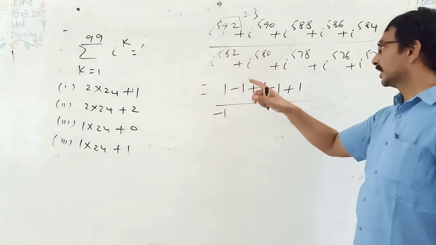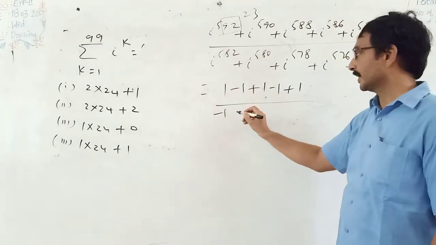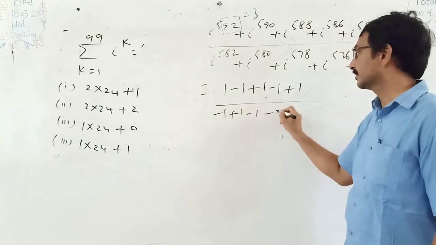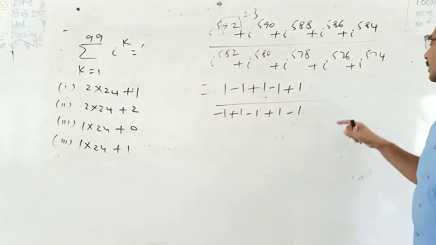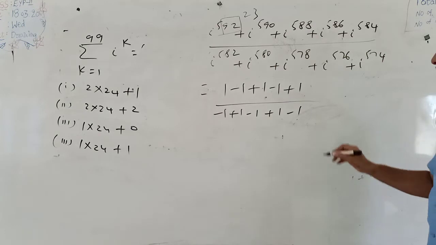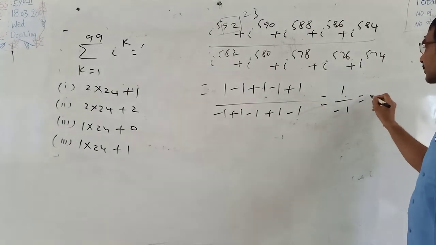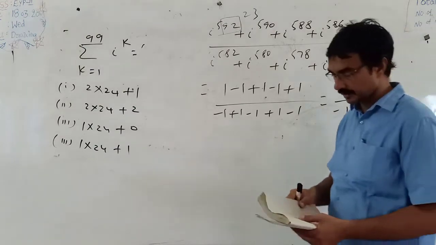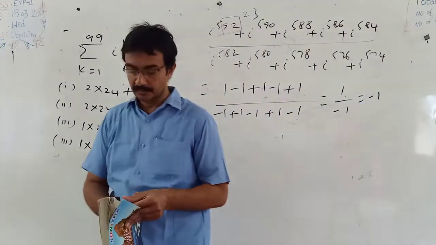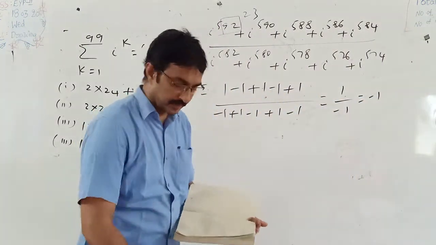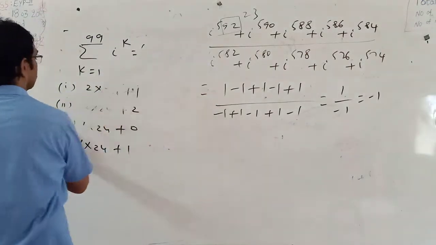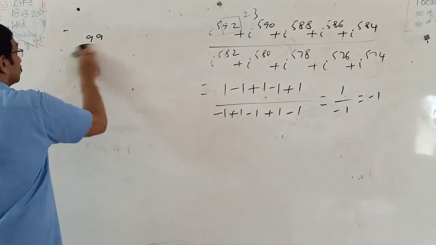So, you understand? See, the difference is alternating plus or minus: plus 1, minus 1, plus 1, minus 1. The remainder is 2. Therefore, numerator value plus 1, denominator value minus 1. So, the final answer is minus 1. See, next, this is also a previous problem, an old descriptive problem.